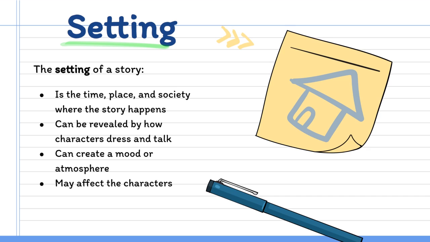If my characters are speaking, you know, in old English and they're wearing robes and they're carrying swords, I might think that this is taking place in ancient times. So, the characters definitely can reveal the setting. Now, the setting also is going to create a mood or an atmosphere for the story.